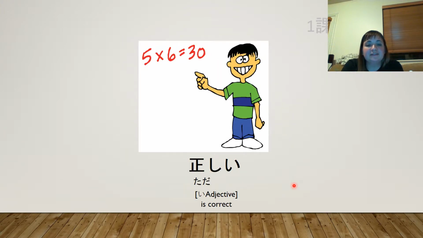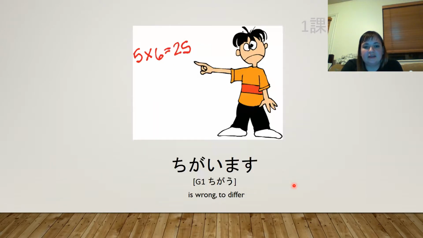Okay, next one. If something is correct, we're going to say 正しいです or 正しい. 正しい. Okay? So if it's correct, 正しいです. Something that is correct. And if something is wrong or incorrect, we're going to say 違います. 違います. Okay? Can definitely see his math skills there are a little bit weak. So 違います. Okay? To be wrong or to differ is what that means.